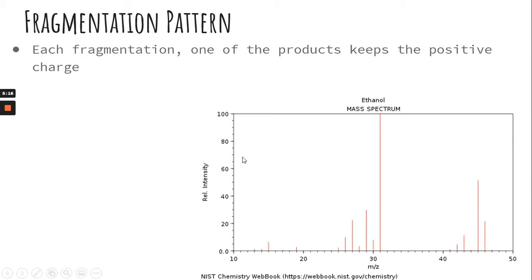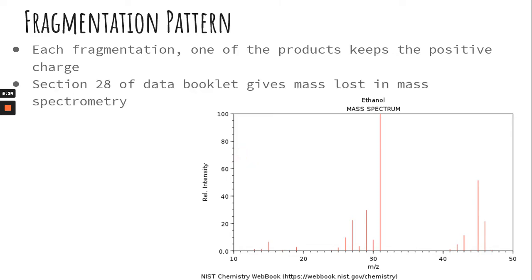In each fragmentation, one of the products keeps the positive charge. So remember, there always has to be a positive charge. And then in section 28 of your data booklet, which is actually on page 27, it tells you what those masses lost mean in terms of spectrometry. So that loss of 15, your data booklet tells you, means a CH3 group was lost. So here's our spectrum for ethanol. And hopefully you remember that eth means 2 carbons.